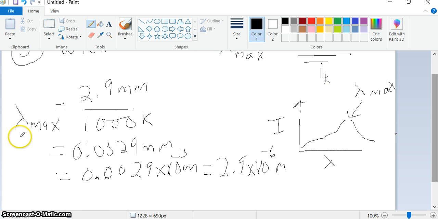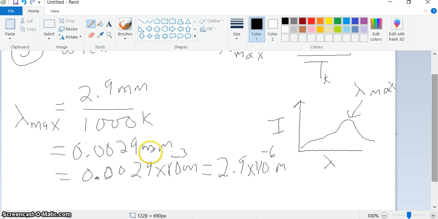So lambda max is going to be 2.9 millimeters. You always use that constant with Wien's law. This time it's divided by 1,000 Kelvin. So that's pretty simple. It just becomes 0.0029 millimeters. Now you want to change millimeters.